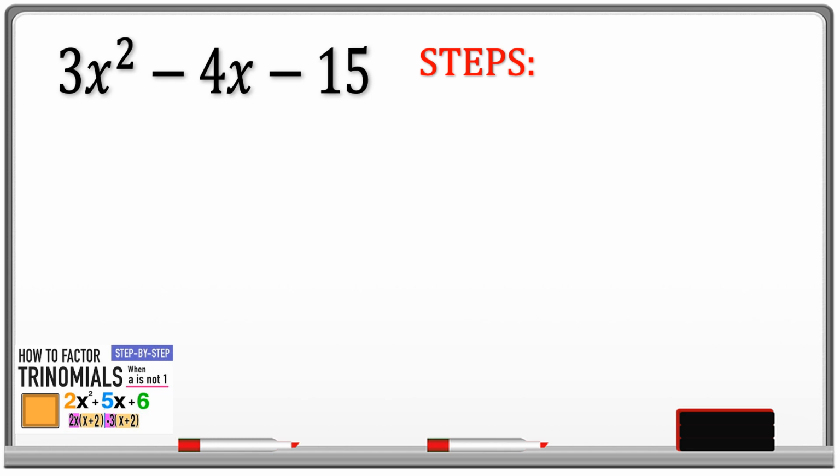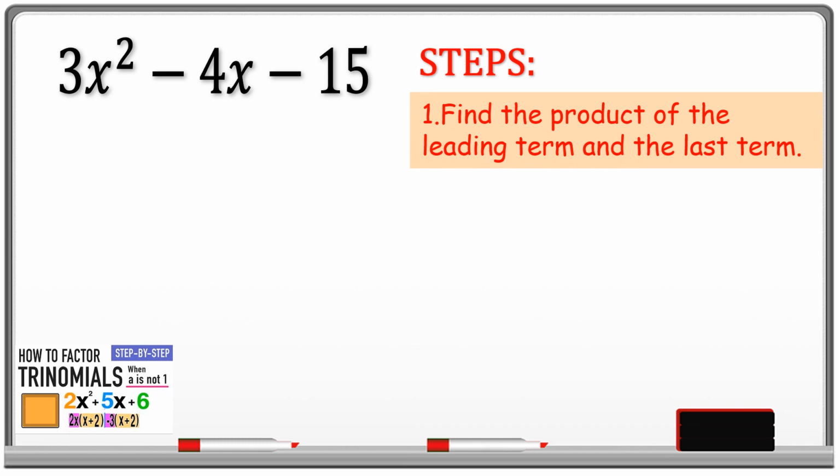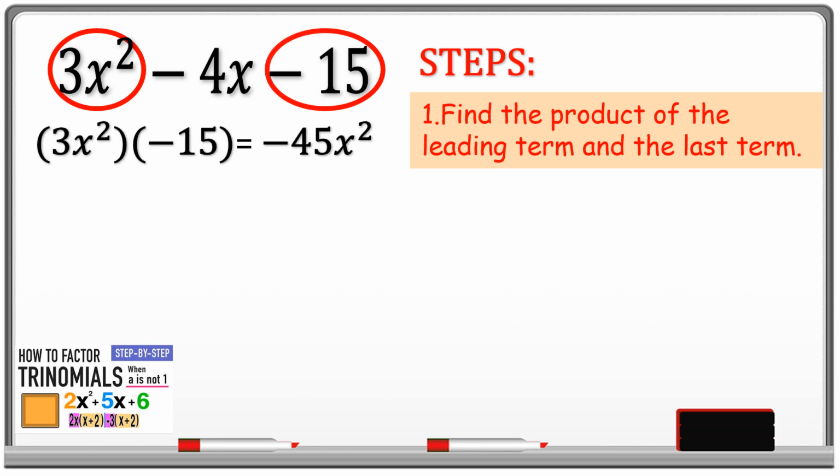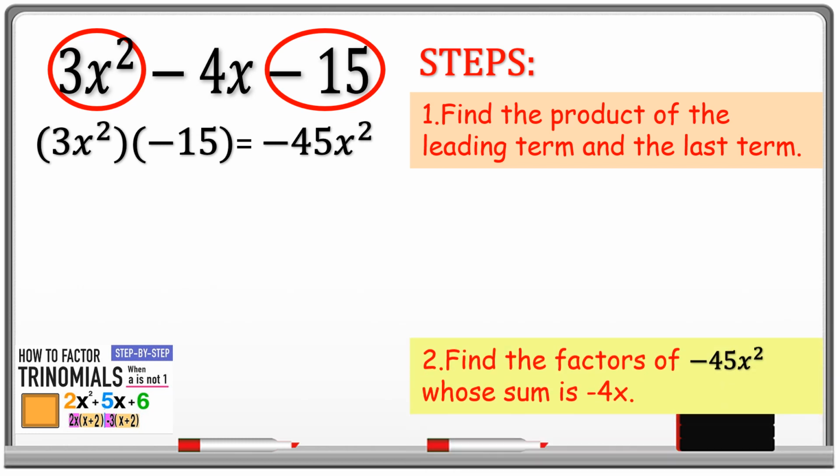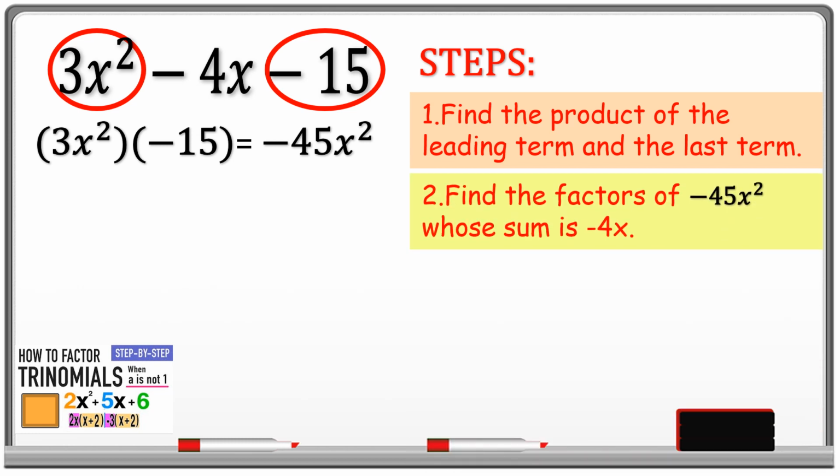Let's try another one. So we have 3x squared minus 4x minus 15. Step 1, you find the product of the leading term and the last term. That is 3x squared times negative 15. This will give you negative 45x squared. For step 2, you need to find the factors of negative 45x squared whose sum is negative 4x.